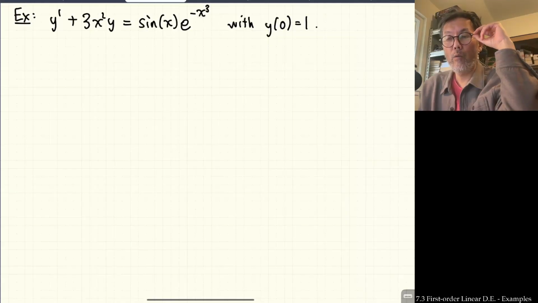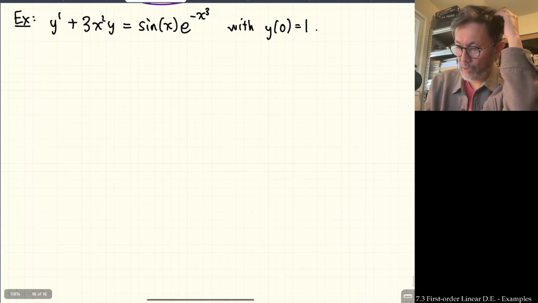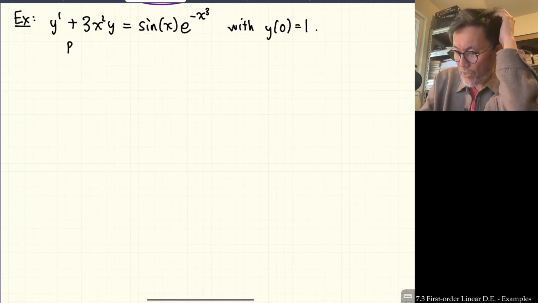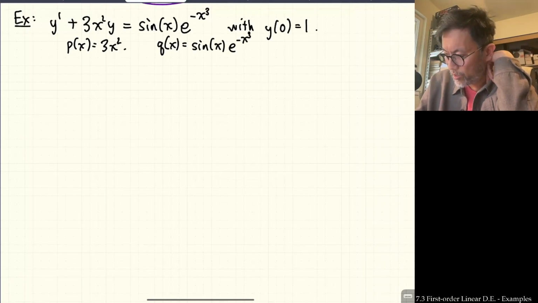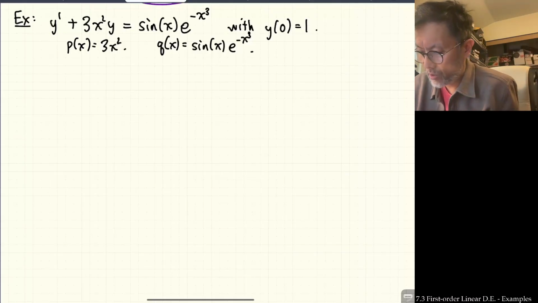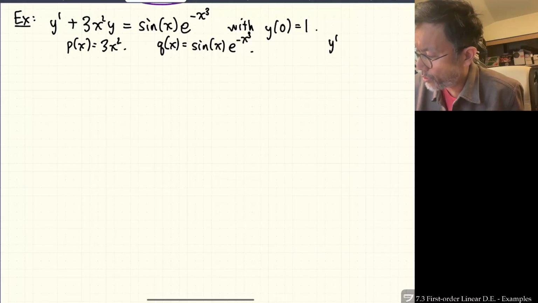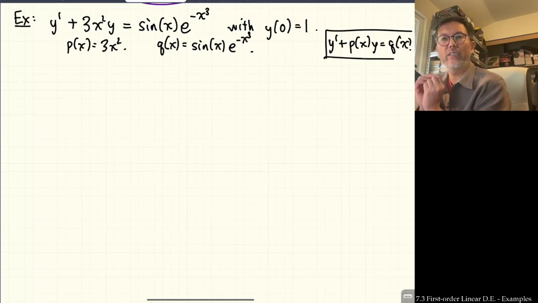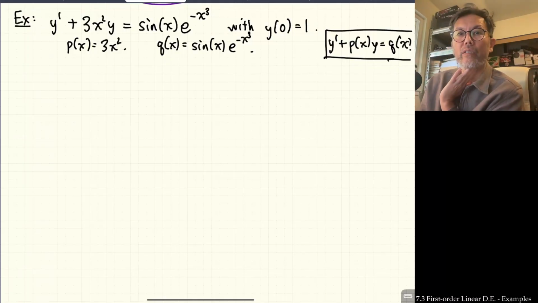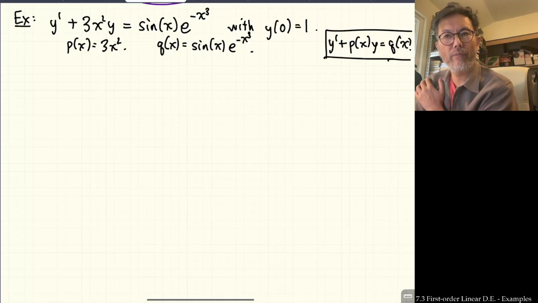Well, what's playing the role of p of x here? It's always good to identify these things for ourselves. So p of x is 3x squared, and q of x is sine of x e to the negative x cubed. Remember, the general form for a first order linear differential equation is this. With this in mind, we can bring our example into compliance with the differential equation in this box by choosing p of x and q of x in this way.